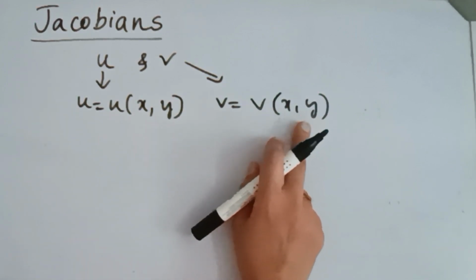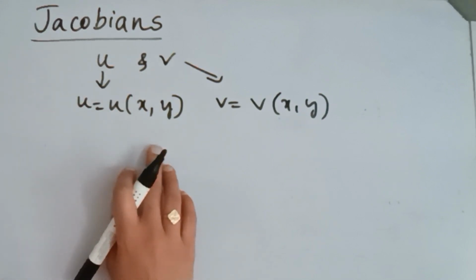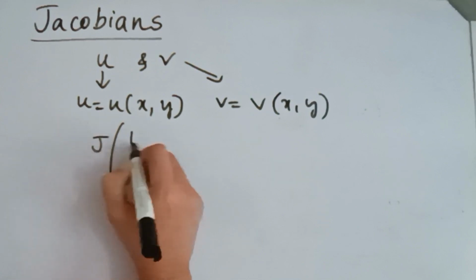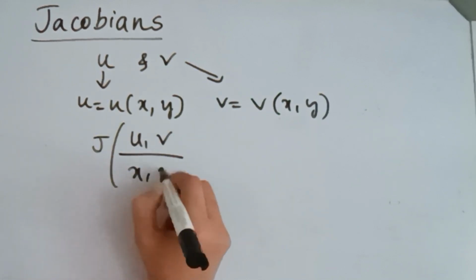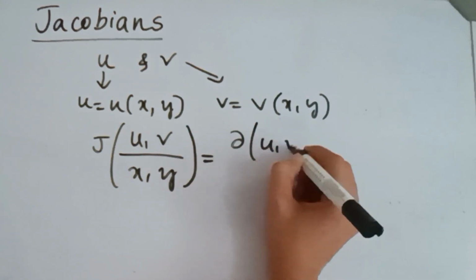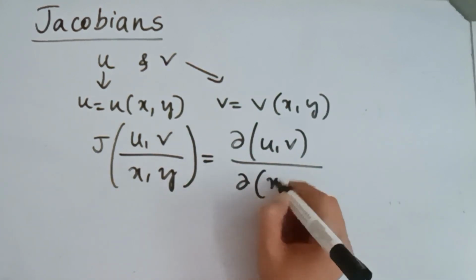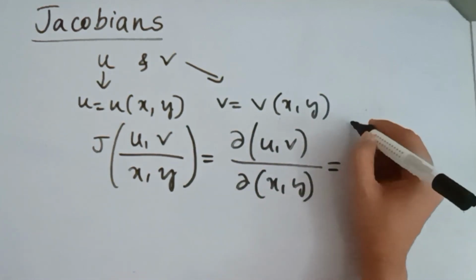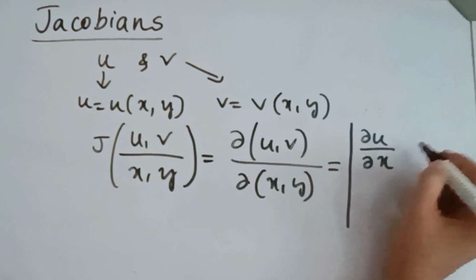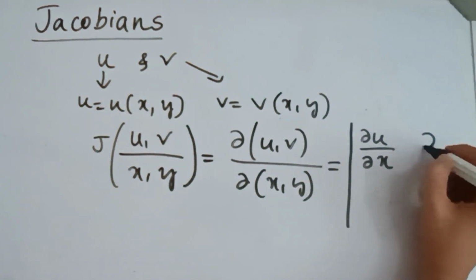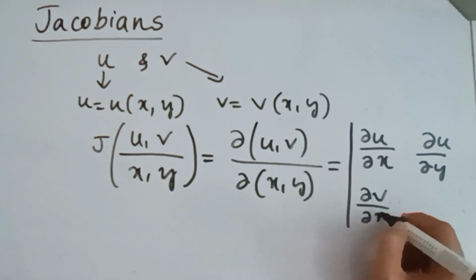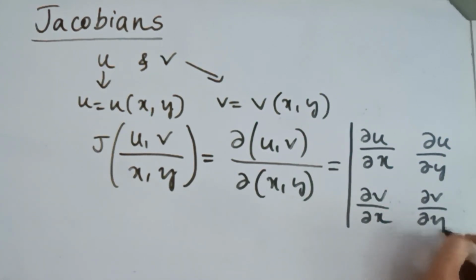Then the Jacobian of these two functions with respect to independent variables x and y is denoted as J of u comma v with respect to x comma y, or else we can denote the same thing as dou of u comma v by dou of x comma y, which is equal to the determinant whose first row is dou u by dou x and dou u by dou y. Then the second row is dou v by dou x and dou v by dou y.